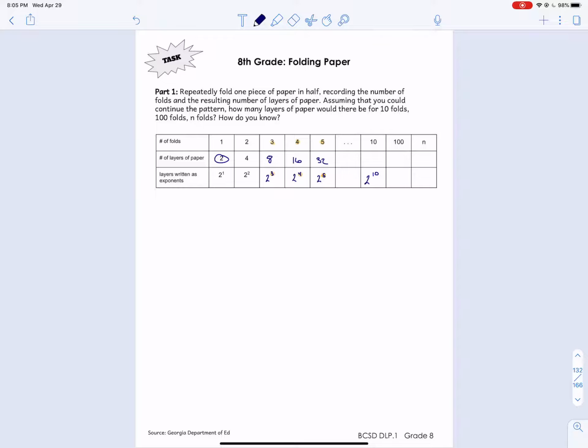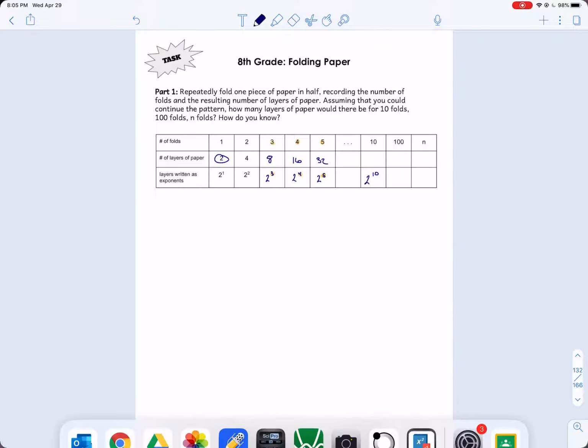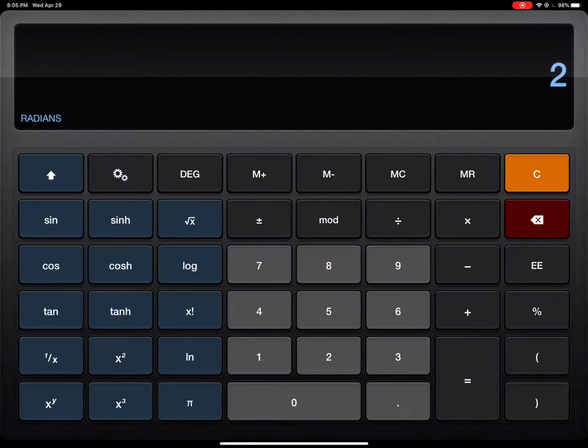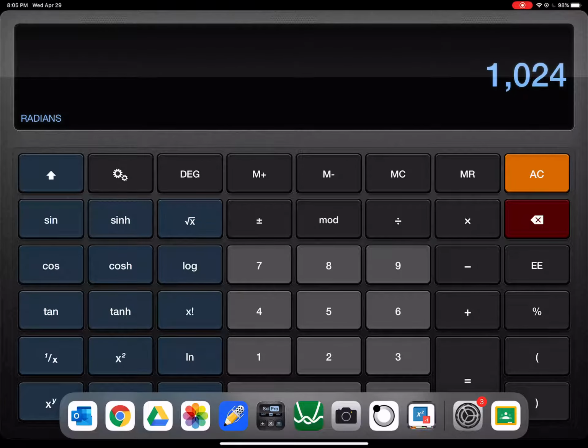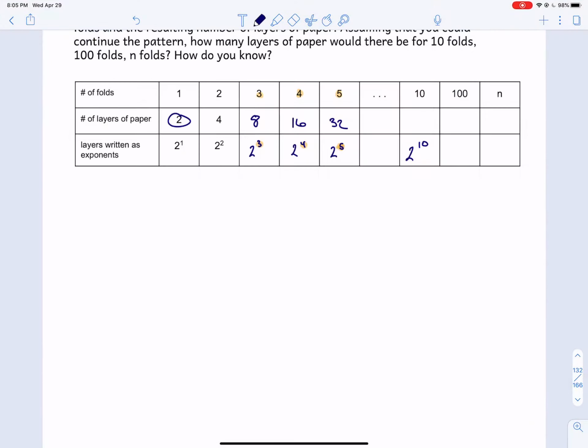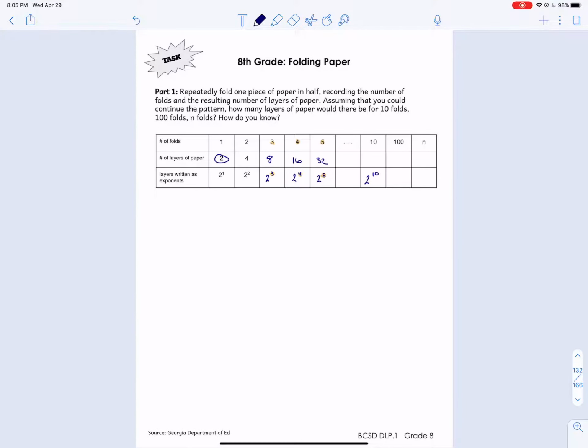So then how many layers of paper would that be? What is 2 to the 10th power? So I'm going to use a calculator. So 2 to the 10th is 1,024. And then we keep going, 2 to the 100th power.